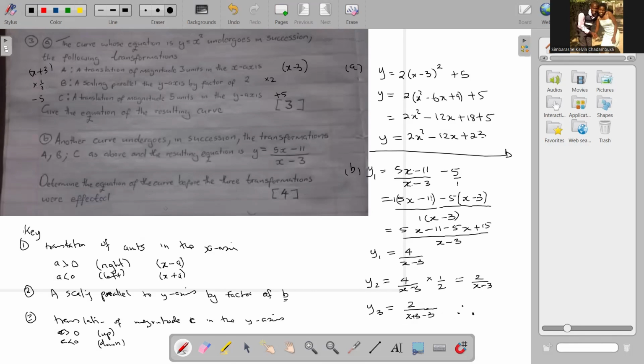So the initial graph, which is asked, the equation of the curve before the 3 transformations were effected, is therefore represented by y equal to 2 over x. Thank you very much.